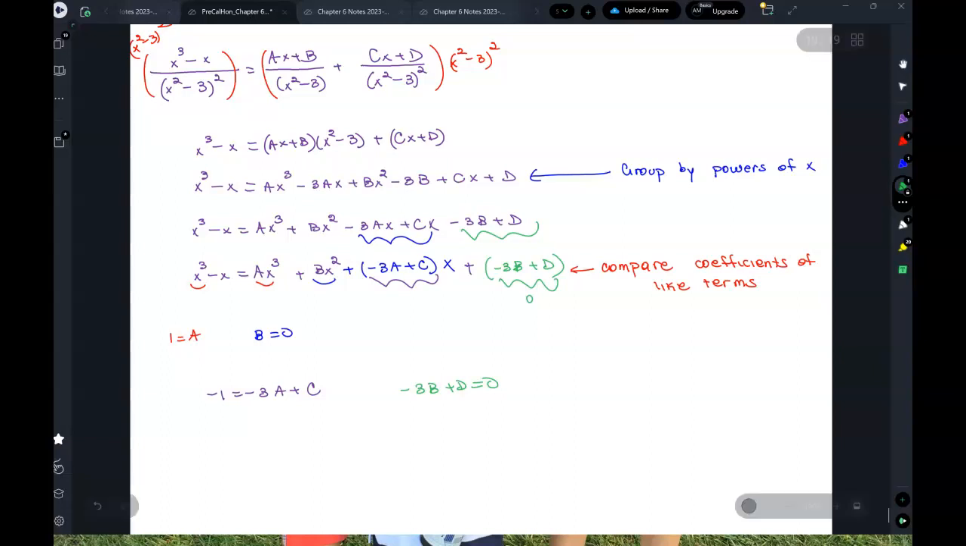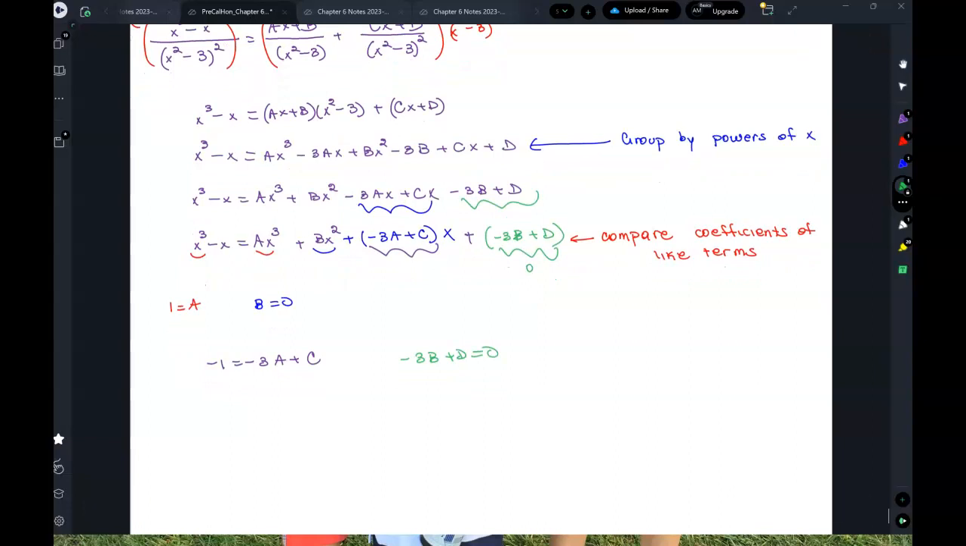Where do you get negative 1 from here? Okay, this is the coefficient of the x term. Where is the x term here? Here, what's the coefficient? Minus 1.